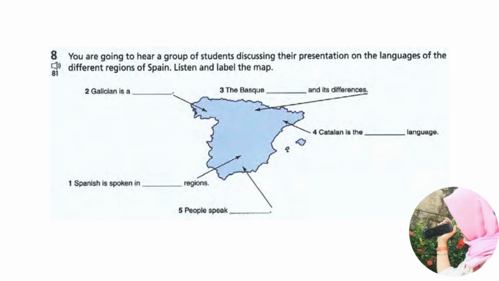Okay, and then, on the previous slide, you had to be able to understand a picture or a diagram, if I'm not mistaken. And in this exercise, you have to listen to a group of students discussing their presentation on the languages of the different regions of Spain. Listen and label the map. So you have to be able to label a map or plan, as we discussed before.